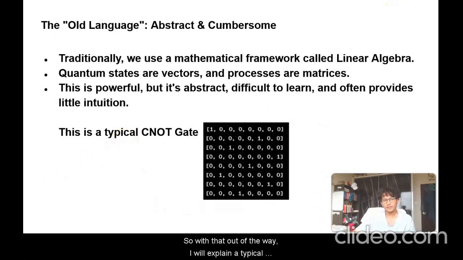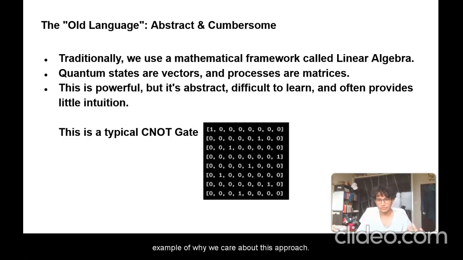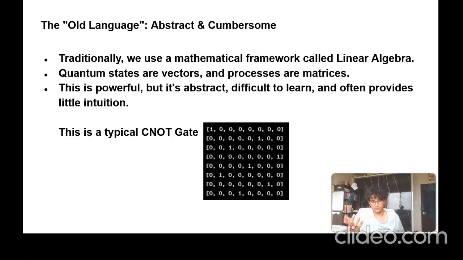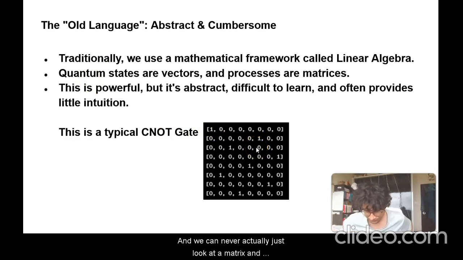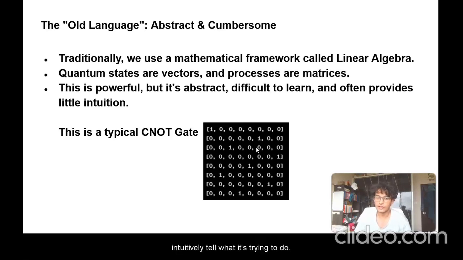With that out of the way, I will explain a typical example of why we care about this approach. As I said, we depend quite a bit on linear algebra, Hilbert spaces, and tensor spaces as well. So matrices are very frequent visitors of our theory, and we can never just look at a matrix and intuitively tell what it's trying to do.